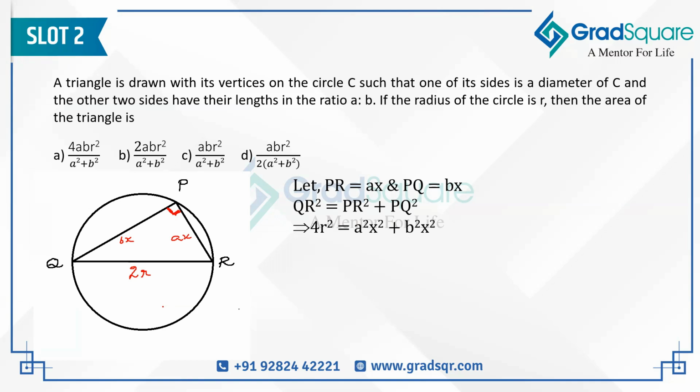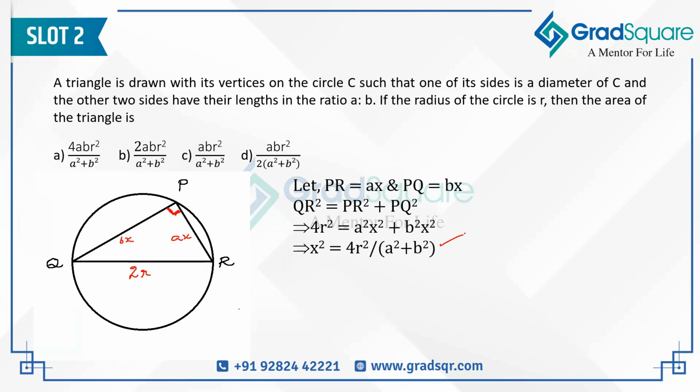So I'll substitute QR square as 2R the whole square, which is equal to 4R square, and PR as AX, I get A square X square, plus PQ square will be B square X square. So simplifying this, I can take X square common, and if I cross multiply A square plus B square to the other side, I get the value of X square as 4R square by A square plus B square.